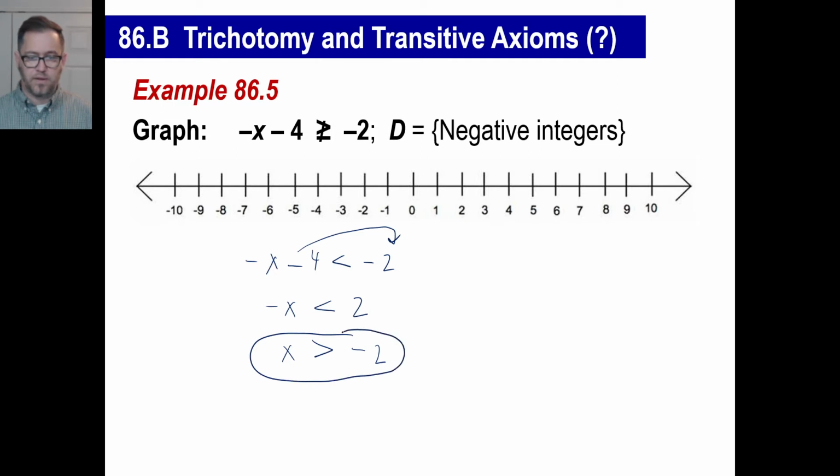So x is greater than -2. We're allowed to use negative integers only, not real numbers, just negative integers. So x is greater than -2, well, there's a -1, and that's it. That's all we have. That's the only thing that fits the negative integer. We can't keep going over here to the right because those wouldn't be negative integers.